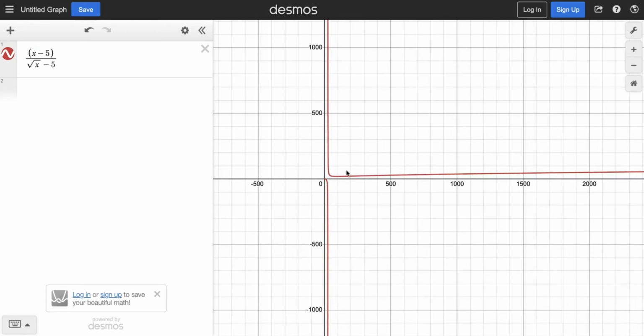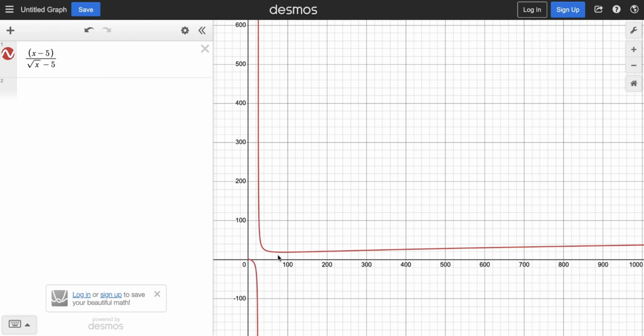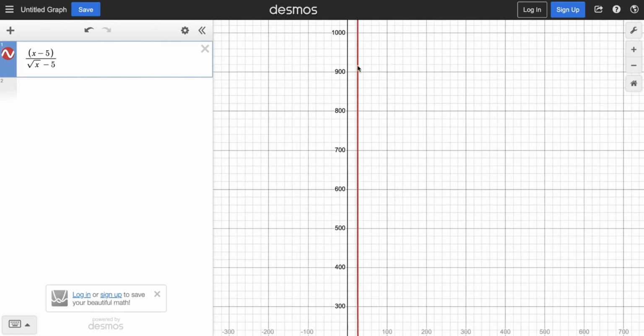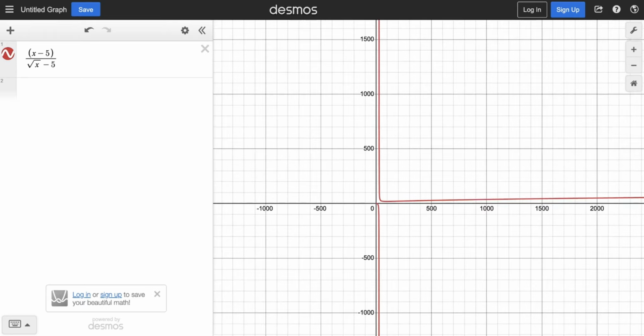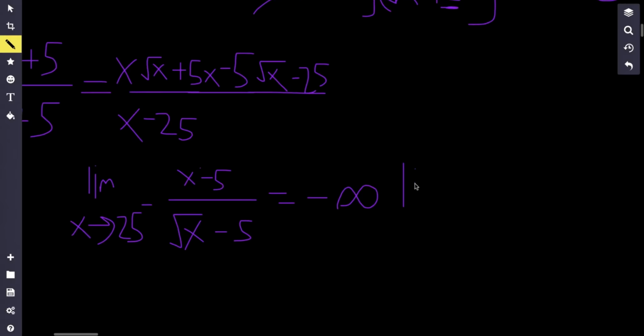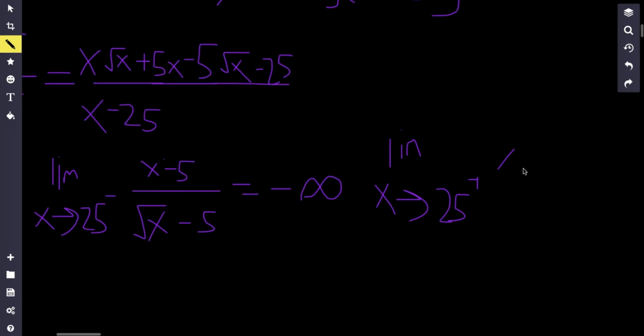Now take a look at it from another perspective. Let's take a look at what happens as x approaches 25 from the positive side. So in this case, now we're going from the positive side, so right to left. And look at it, it's just going to get up and up and up. So let me just write this down. The way you say it is the limit as x approaches 25 from the positive side. Well, take a look at what happens for this function. It's going to approach infinity.